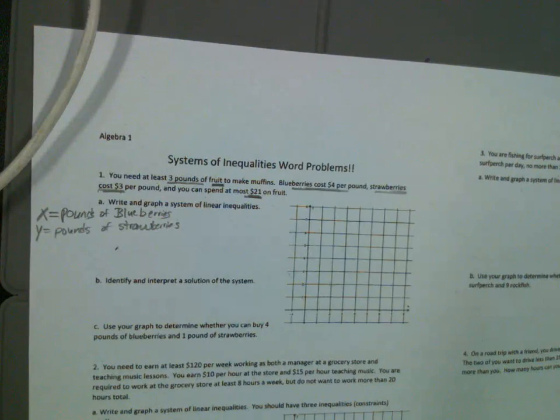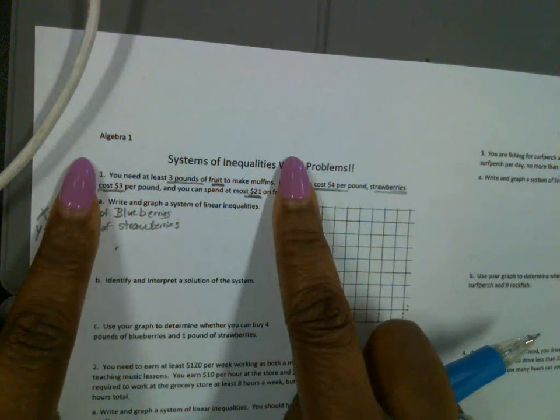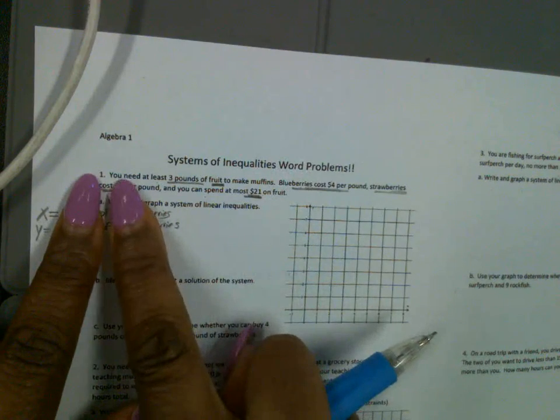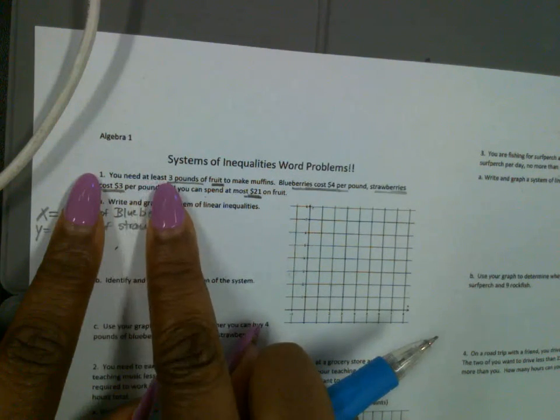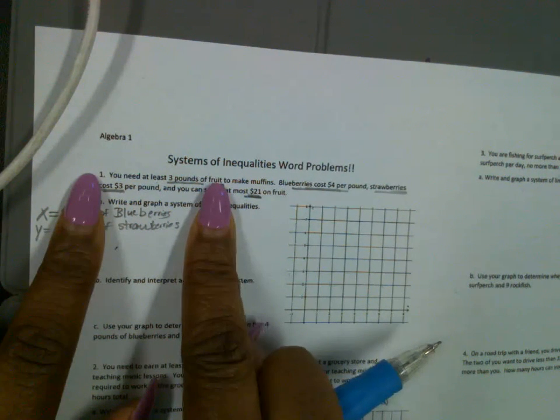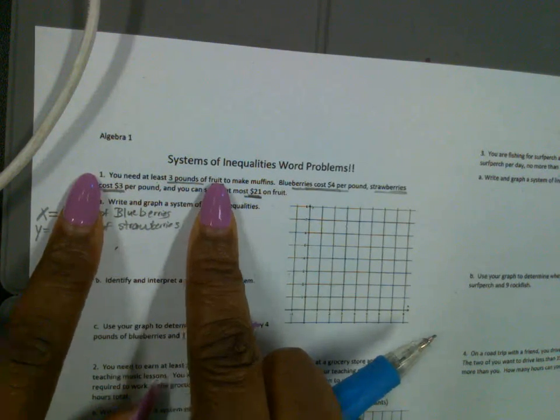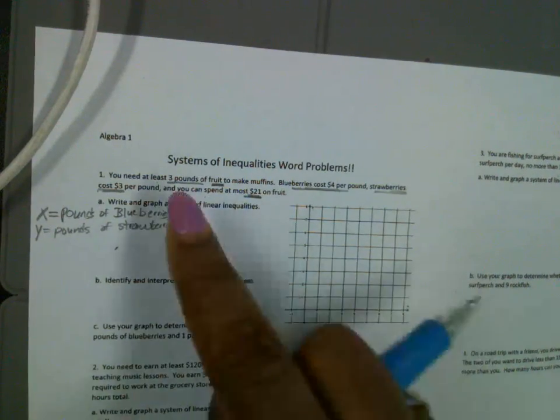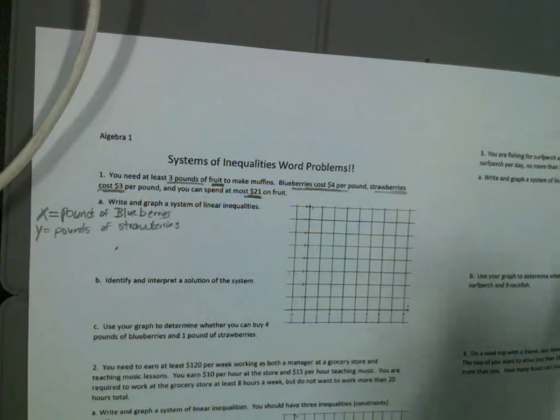So let's look at it one sentence at a time. The first constraint is, you need at least 3 pounds of fruit. Okay. So what does that mean? Can I have 4 pounds of fruit? Yes, I can have 4. Can I have 2 pounds? No. At least means you can have either equal to or greater than.